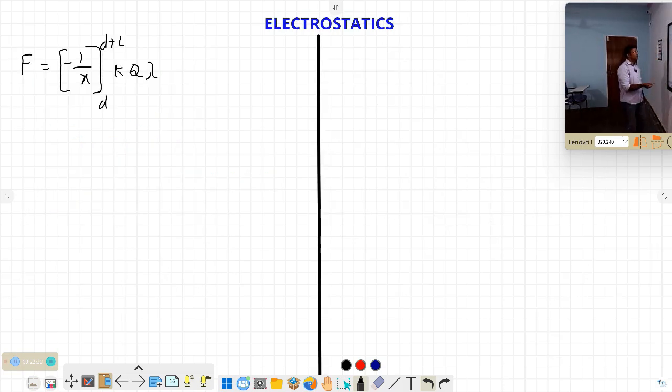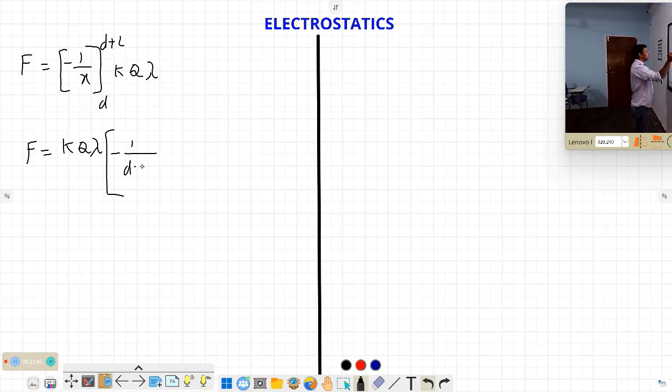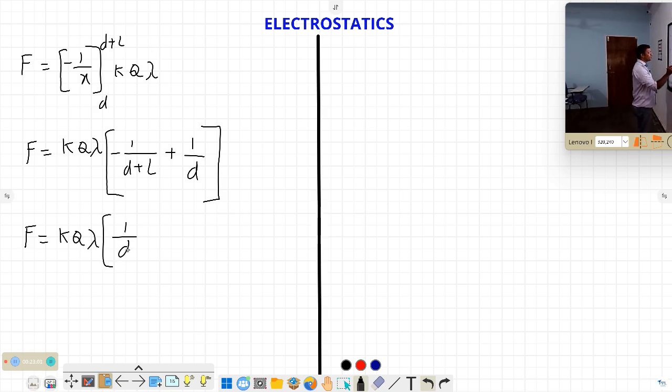Now if you continue this, applying the lower limit and upper limit, what are you going to get? F is equal to K, Q, lambda, which is constant, and the remaining part with limits as minus 1 by d plus L, minus of minus becomes plus, and the x value you put as d. So if you solve this, what are you going to get? F is equal to K Q lambda into, writing in order, 1 by d minus 1 by d plus L.